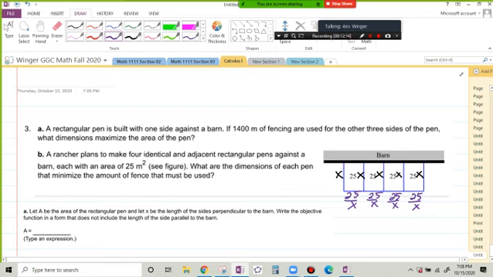A rectangular pen is built with one side against the barn. 1,400 meters of fencing is used. So what is it that we know? So the area of this thing is then, what is it that we have? I guess we can call this Y. Let's call this Y. So if we call this Y, then we know that 1, 2, 3, 4, 5, 5x plus Y equals 1,400.